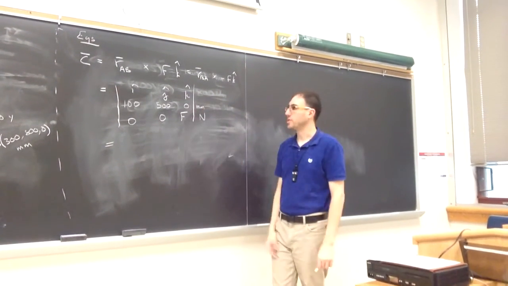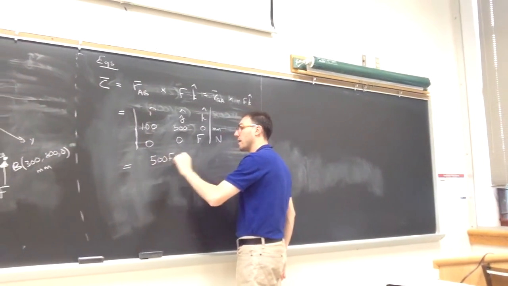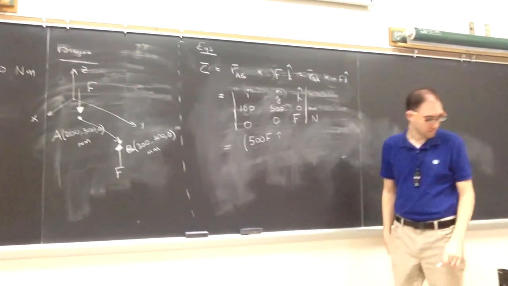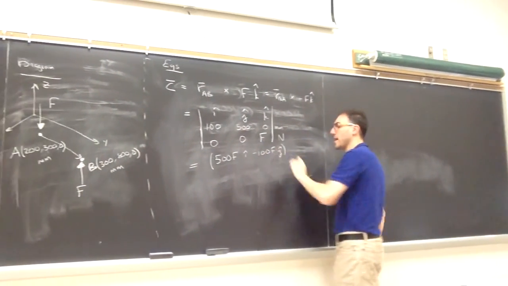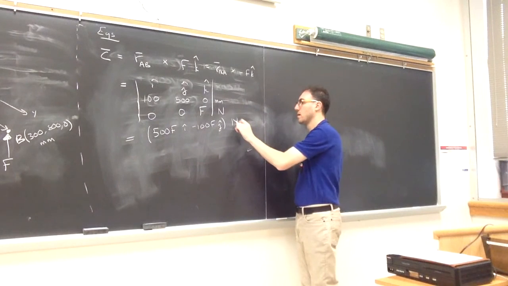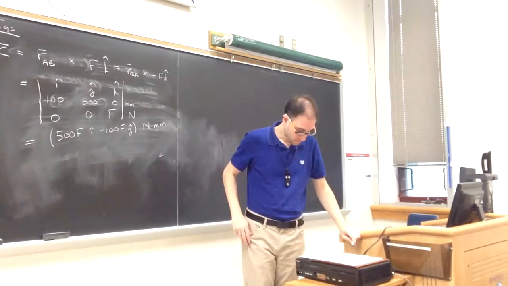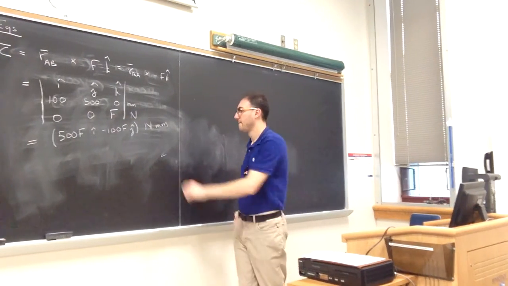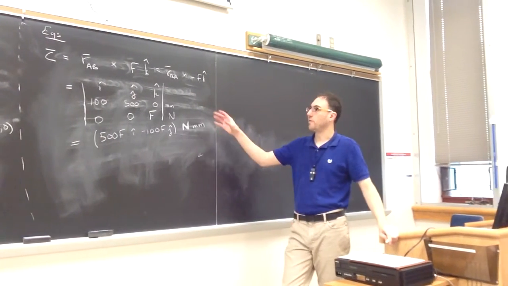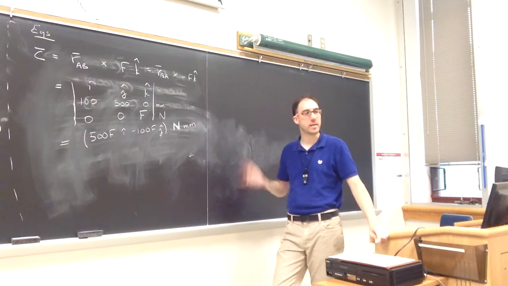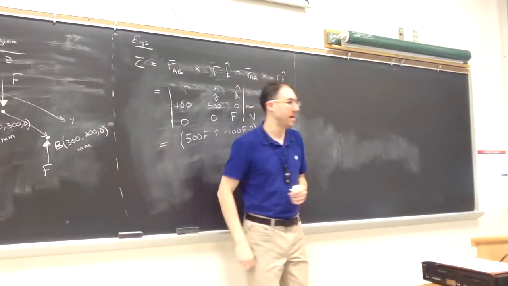I expand this out just like I have before. So I'm going to get that the value is 500F in the I direction minus 100F in the J, and then no K component here. So this is the equivalent couple due to this pair of forces acting in the positive and negative K directions. So where do I go next to find my value for F?